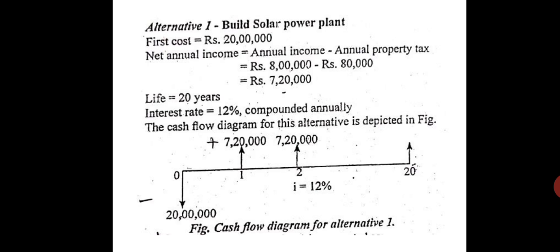So you can see the cash flow diagram. From 0 to 20 we have drawn a line, 1, 2, 3, 4, up to 20. The 20 lakhs is the first investment, which we have shown at the bottom as expenditure, and the net revenue we have shown is 7 lakh 20,000. This is the net revenue for 20 years.